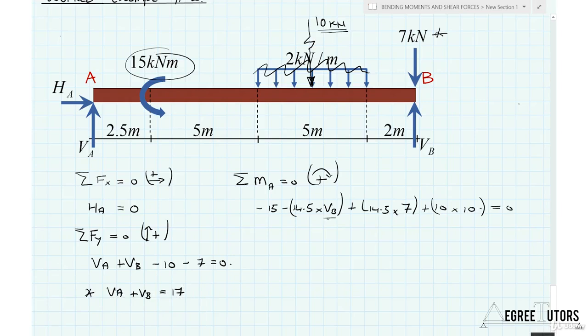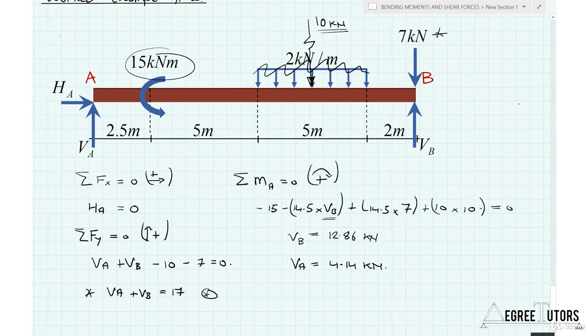Now the only unknown in this equation is VB, and so we can evaluate VB as equal to 12.86 kilonewtons. A positive number means that VB is in fact acting in the direction that I assumed when I drew it, upwards. Now we can substitute back into our previous equation and work out that VA is equal to 17 minus 12.86, which is 4.14 kilonewtons. Okay, job done.